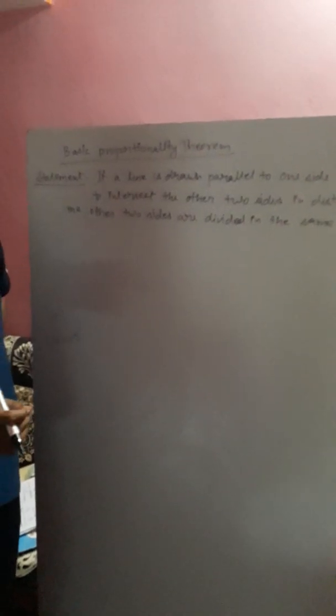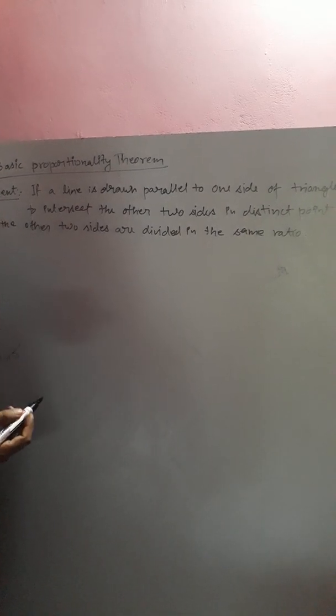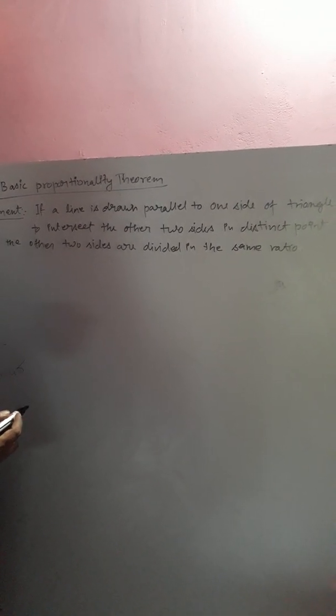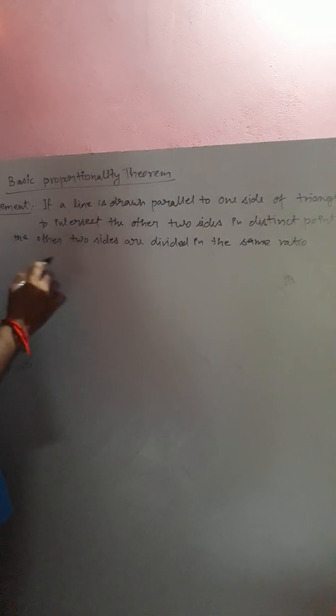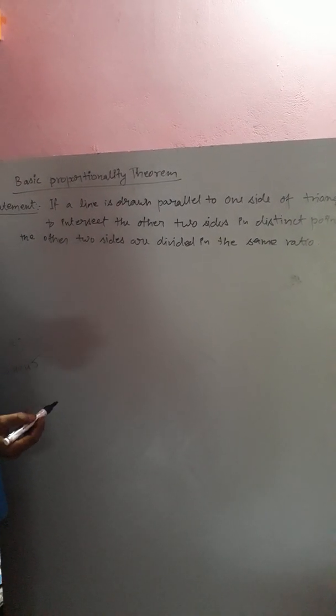Good morning, students. Now we are going to learn the Basic Proportionality Theorem, or Thales theorem. So here is the statement: if a line is drawn parallel to one side of a triangle to intersect the other two sides in distinct points, then the other two sides are divided in the same ratio.